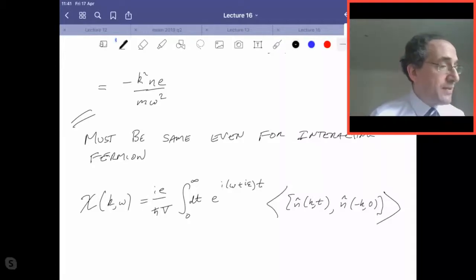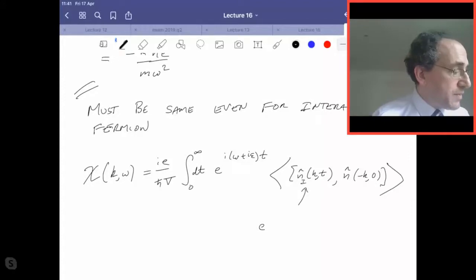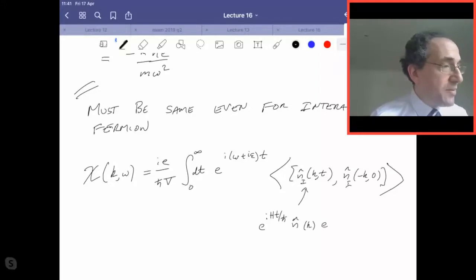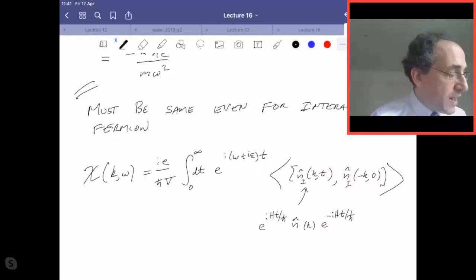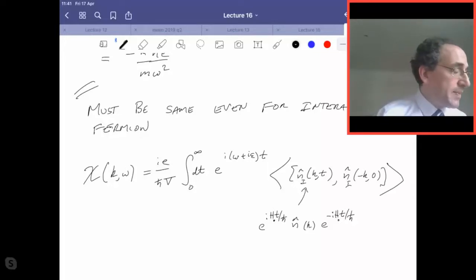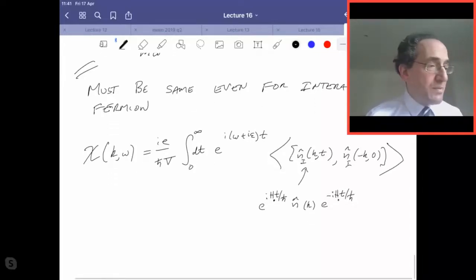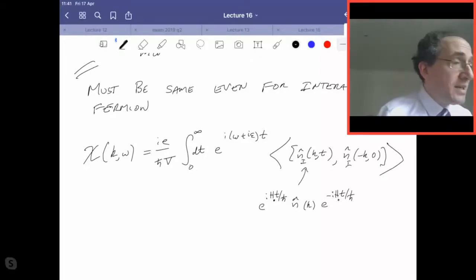The n hat of k comma t, well, these are in the interaction representation, but we can write that out as e to the i H t over h bar, n hat of k, e to the minus i H t over h bar. We called it H naught, but that H naught did not necessarily mean non-interacting. So whatever this H is, it includes the interaction. It doesn't include the perturbation, it just includes the interaction.